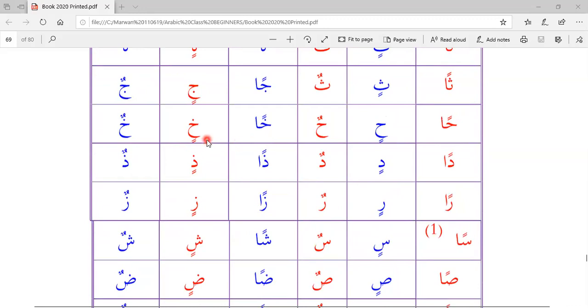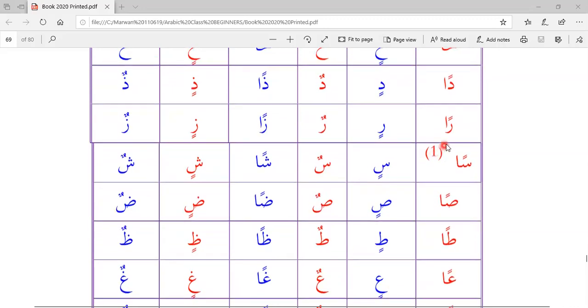Khan, khin, khun. Den, din, dun. Then, then, thun. Ron, rin, run. Zen, zin, zun.